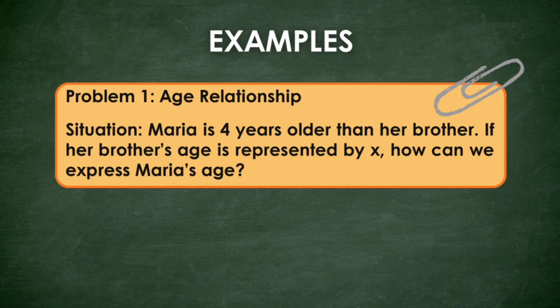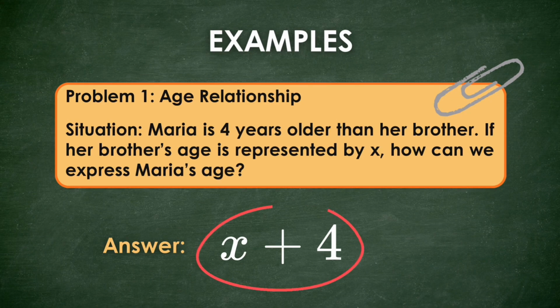We are not told what Maria's exact age is. All we know is that she is 4 years older than her brother. So we are working with an unknown age. Her brother's age is represented by the variable x. Now, Maria is 4 years older than her brother. The key word here is older, and older means we need to add. So we take her brother's age, which is x, and we add 4 to it. That gives us Maria's age. The answer is x plus 4.